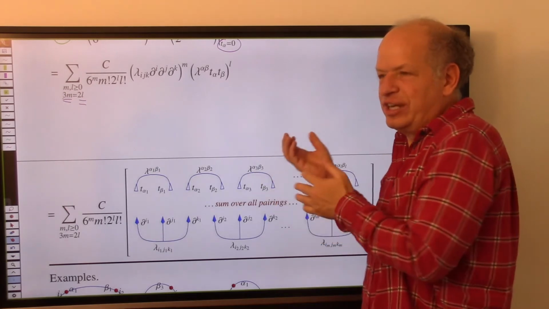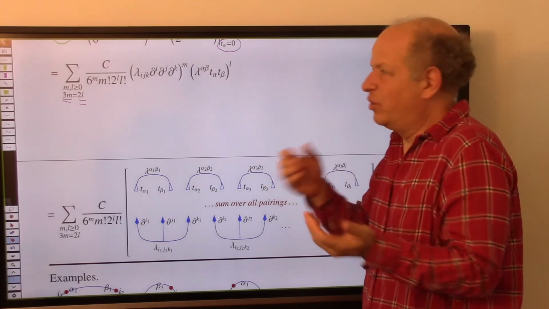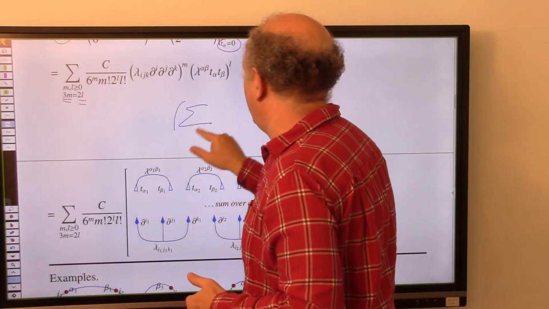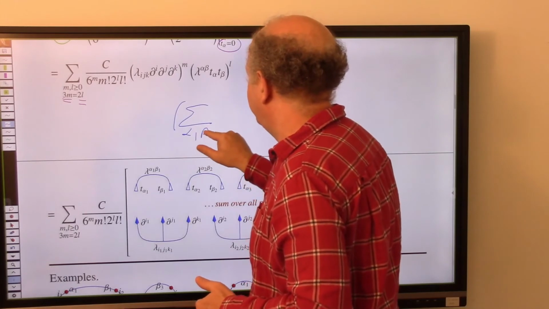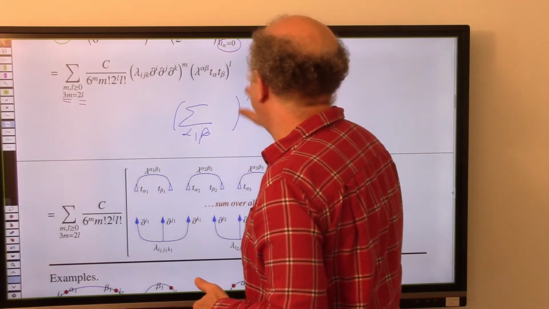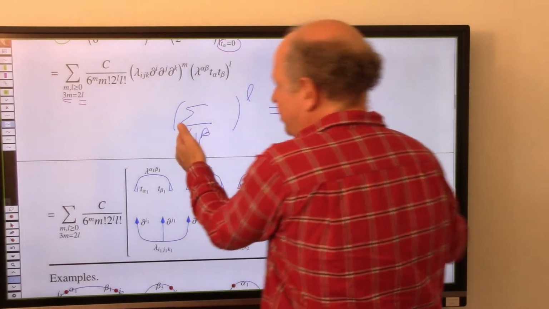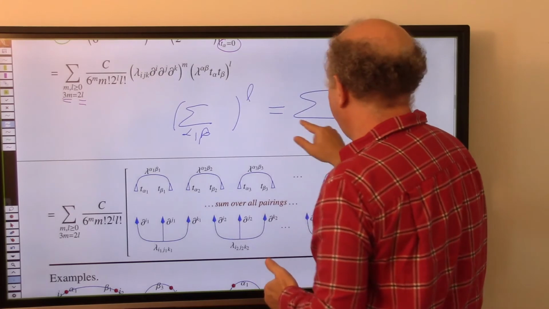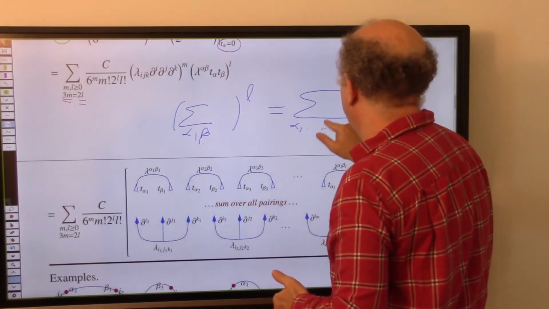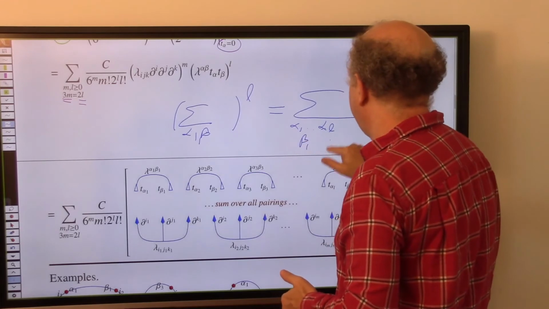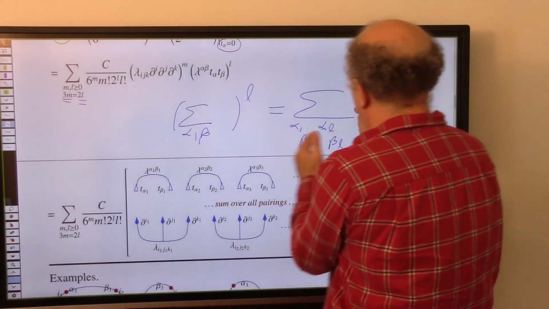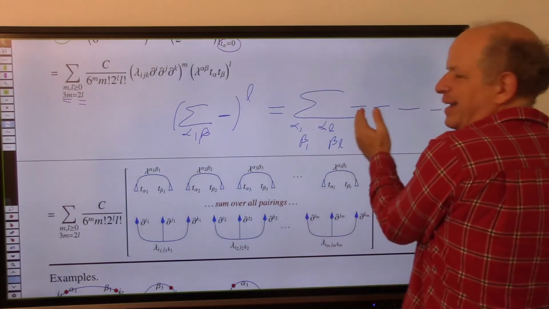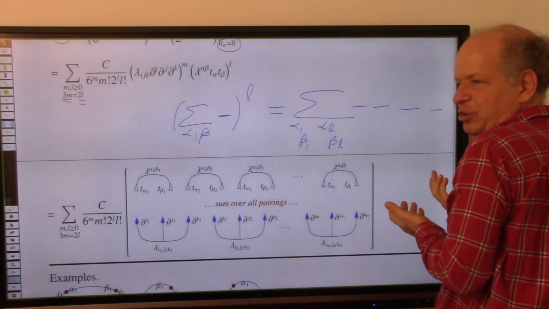If you take a sum over alpha and beta, and you raise it to the power L, then the distributive law means that you can rewrite it as a sum over alpha 1 up to alpha L, and then beta 1 up to beta L, of whatever terms you had here. You take L of them, you make L copies. Right, that's the distributive law.